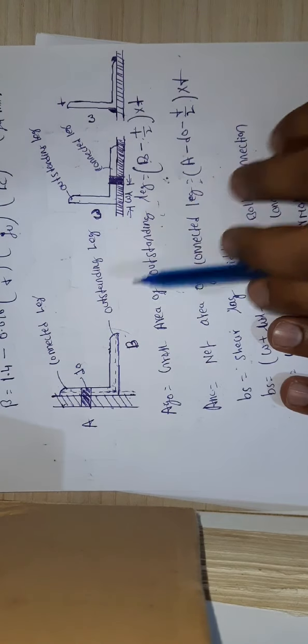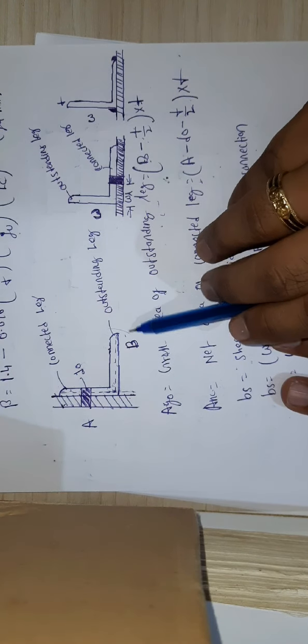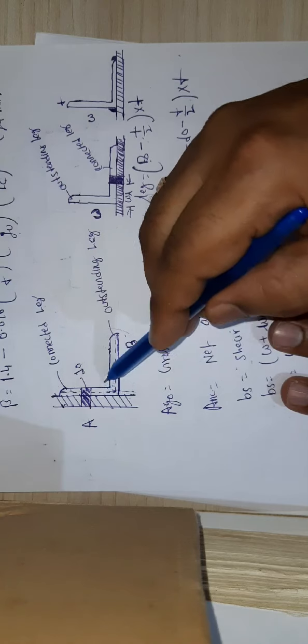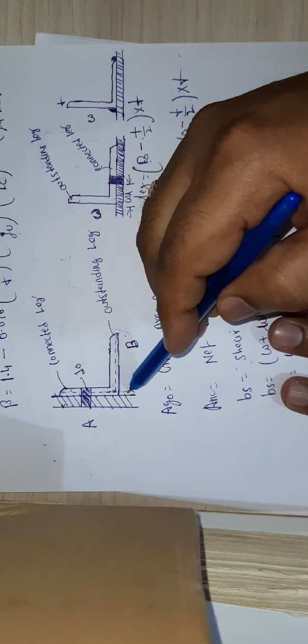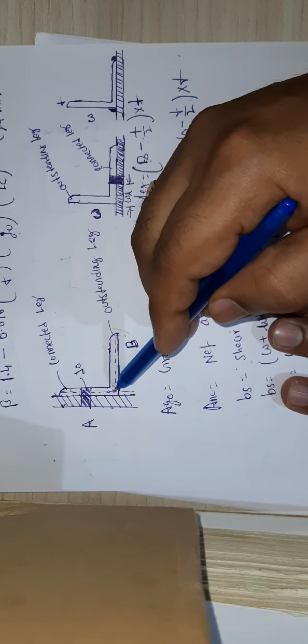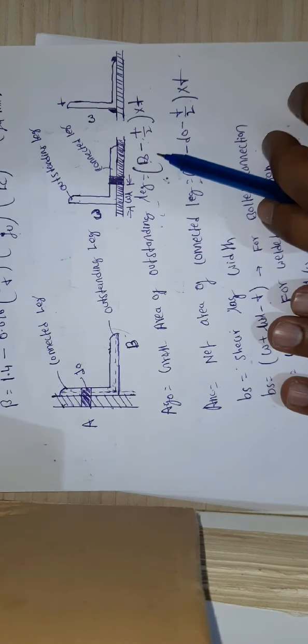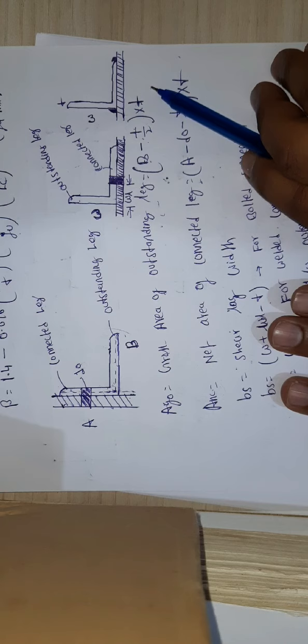How to calculate it? Let us say this is B, the length of the outstanding leg: B minus T by 2. So we need to take half of this, guys please. You need to take exactly at the center. If you are calculating the effective gross area, you need to take exactly at the half. So B minus T by 2 into T.